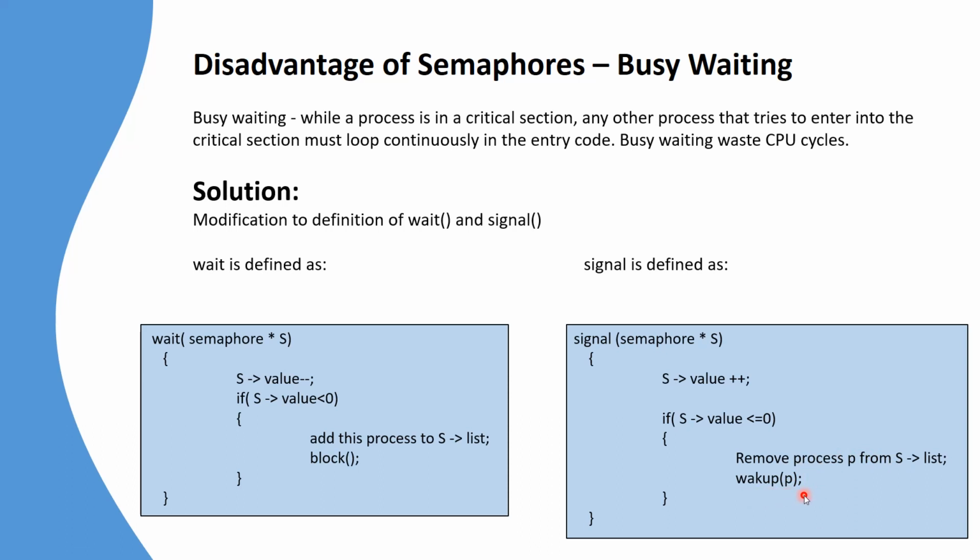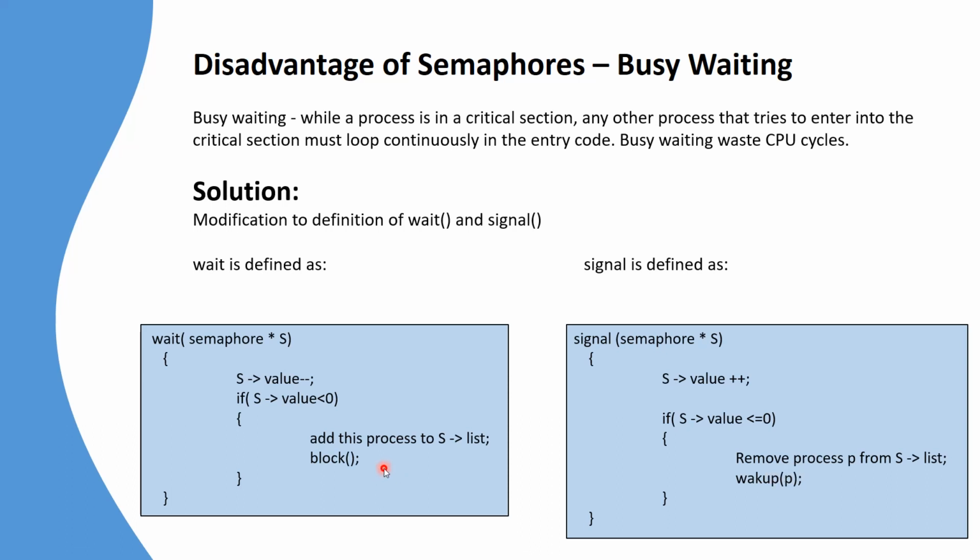Now the block operation places a process in the waiting queue and the state of the process is switched to the waiting state. The control is then transferred to the CPU scheduler, which selects another process to execute. A process that is blocked, that is, the process which has executed the wait operation, should be restarted when some other process executes the signal operation. The process is restarted by the wakeup operation, which changes the process from the waiting state to the ready state. The process is then placed in the ready queue.